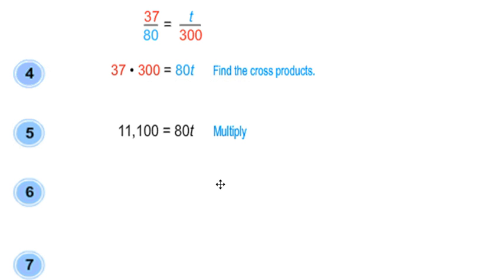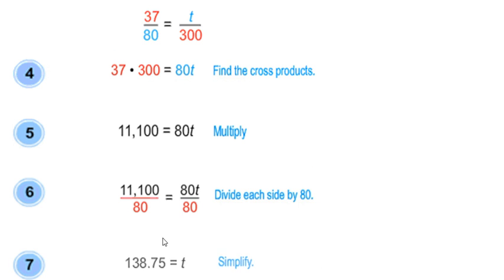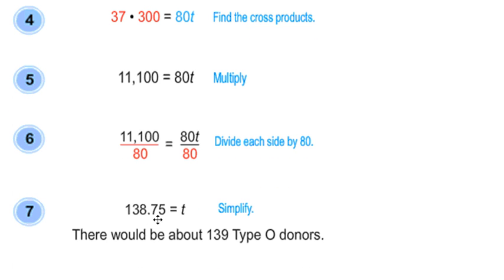Now we are going to divide both sides of the equation by the number that's being multiplied by t. So we're going to divide by 80 on both sides. And the answer we should get is 138.75 equals t. Now what we have to remember, boys and girls, is this is 138.75 people. So just by judging by what kind of answer we're going to get, we can't say that there's 138.75 people. We're just going to say it's about 139.